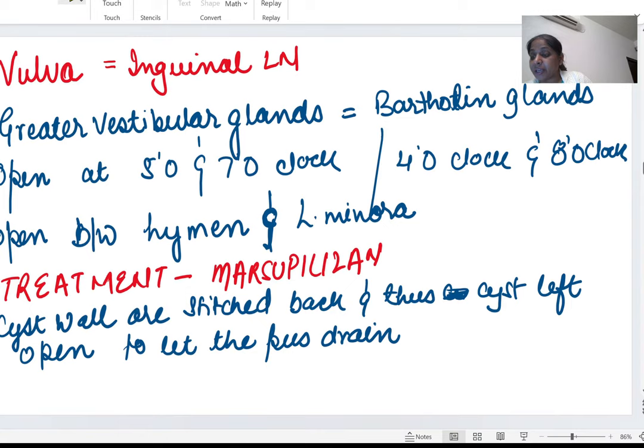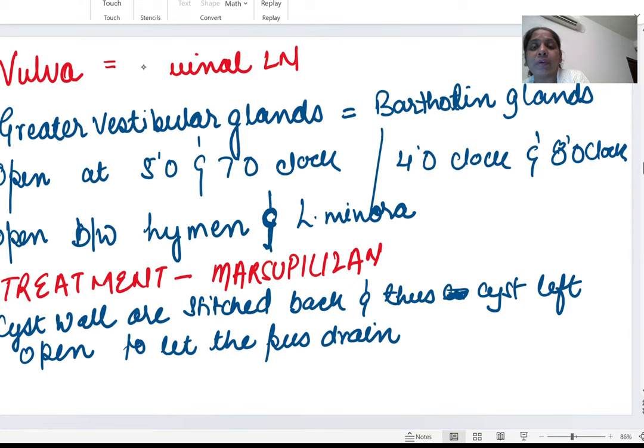Now let us study about the vulva. After the vagina comes the vulva. Now we will be studying the vulva. What is the lymphatic drainage of the vulva? This we will study later. Lymphatic drainage we will study later.